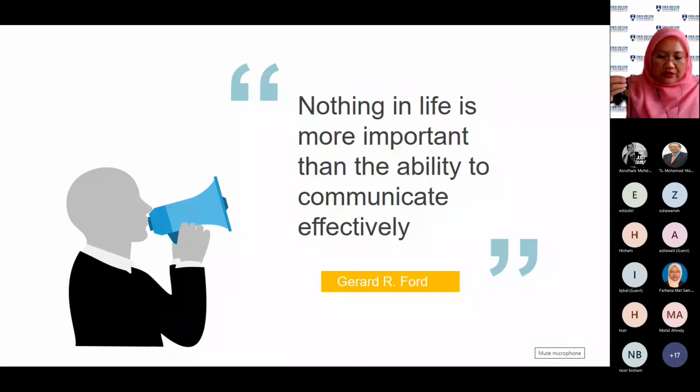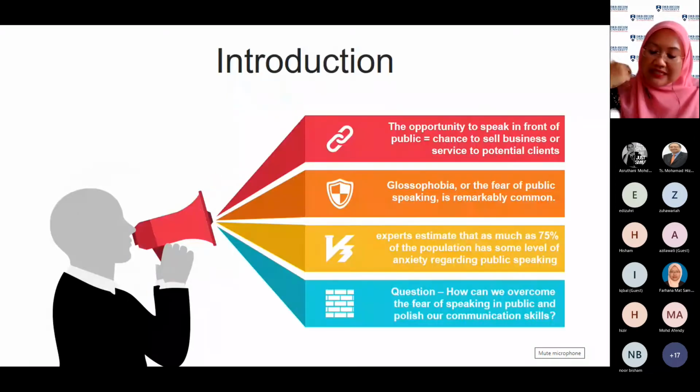Now, if your goal is to enhance your professional ability or to motivate others, you need to be able to convey your ideas in a very clear, structured, and captivating manner. The opportunity to speak in front of the public is a chance to sell your business or service to potential clients. So if you do not take this opportunity, it will go wasted.